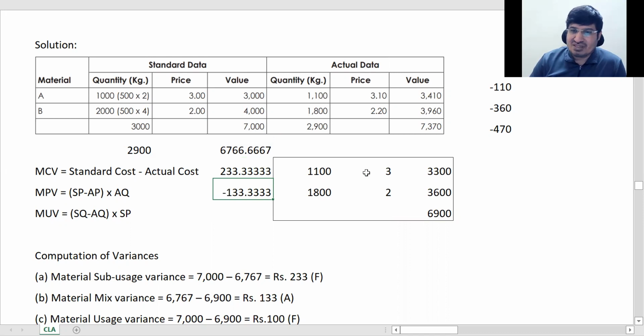Because now, this 2900 is the pure standard. Okay, it is your standard, but in the actual proportion. So this you will consider as the standard. So now when you add both of these, you will get 100, which should be your usage variance. Okay, 100 will be your usage variance. What was our usage variance earlier? It was 100 only, correct? 7000 minus 6900. This was our usage variance.